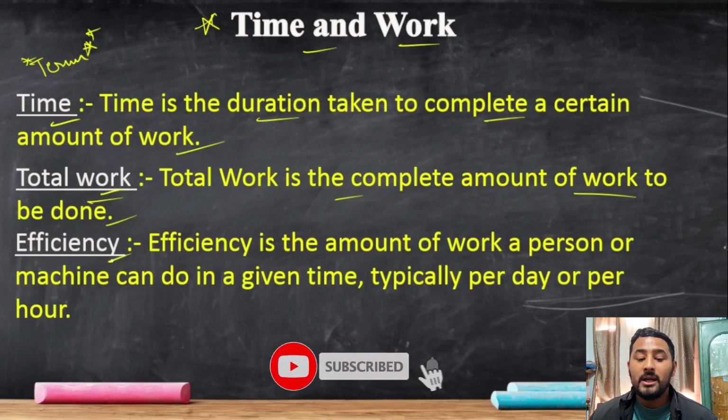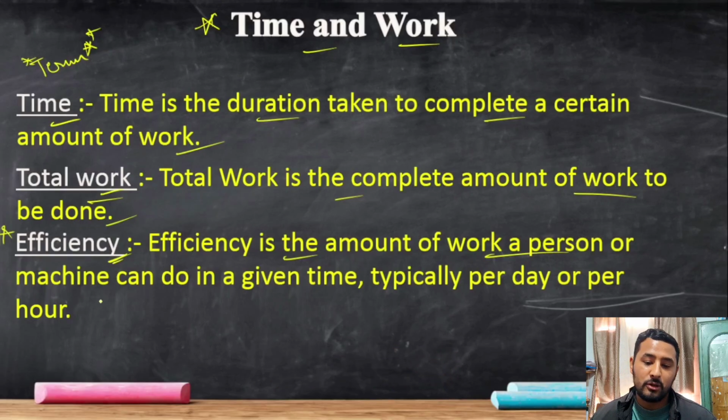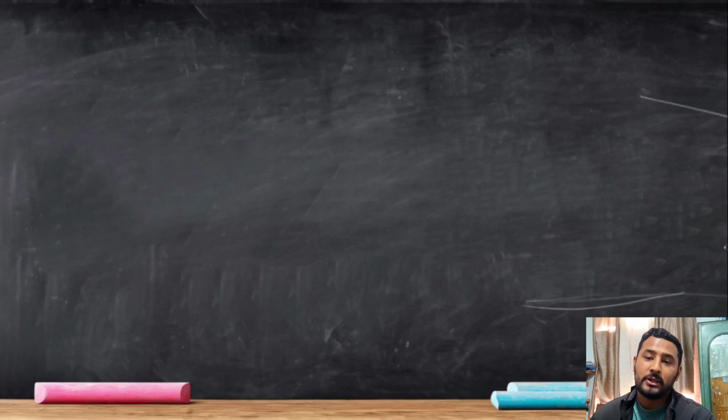And now what is efficiency? Very important. Efficiency is the amount of work a person or machine can do in a given time, typically per day or per hour. So efficiency is how much work you can do in a day or in a given hour. We will learn this in the form of questions. Let us see now some important formulas that you should remember in time and work.